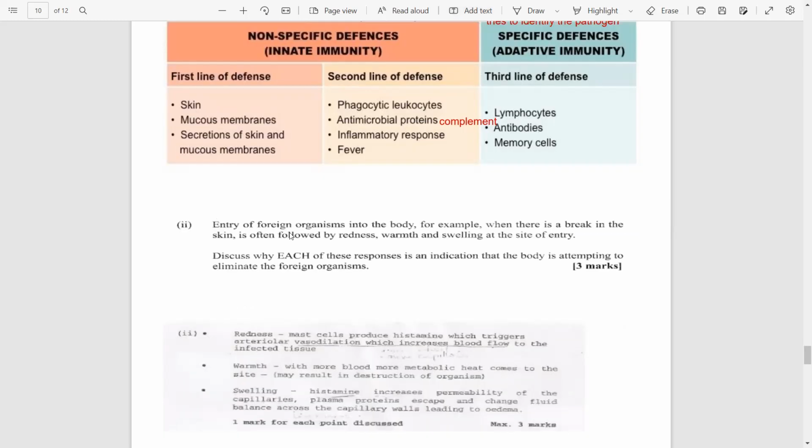All right, so the entry of foreign organisms into the body, for example, when there is a break in the skin, is often followed by redness, warmth, and swelling at the site of entry. Once you hear redness, swelling, warmth, you know that that is an inflammatory response that has been triggered. Discuss why each of these responses is an indication that the body is attempting to eliminate the foreign organisms.